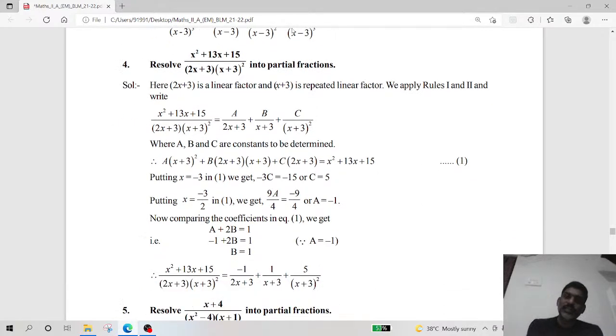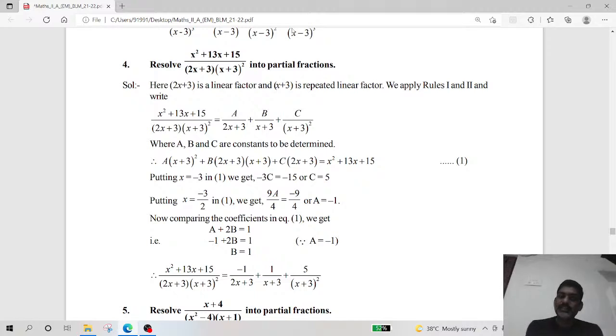Next, question number 4. x square plus 13x plus 15 divided by 2x plus 3 times x plus 3 whole square into partial fractions. You see here in the denominator we have 3 factors: 2x plus 3, x plus 3, and x plus 3 whole square. Totally 3 factors we have. Then we can split the fraction into 3 fractions, which is a divided by 2x plus 3 plus b divided by x plus 3 plus c divided by x plus 3 whole square.